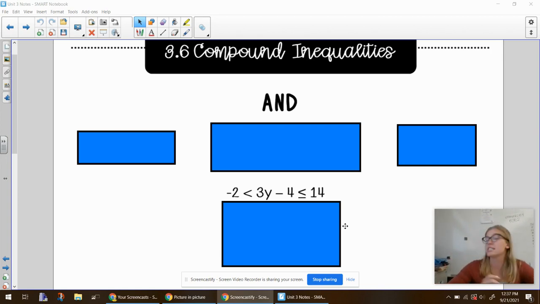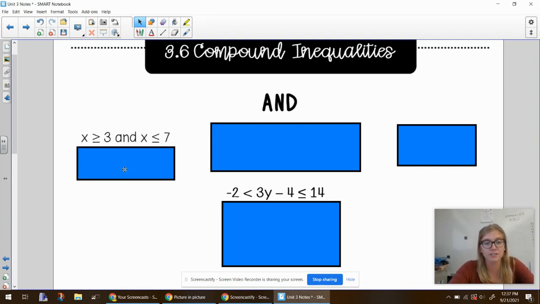What I love about and or compound inequalities is they have a ton of application in computer science, which is the other thing I teach in my other passion. So, when we talk about and compound inequalities, what we mean is that both of those inequalities have to be true at the same time. So, for example, if I have an inequality like x is greater than or equal to 3 and x is less than or equal to 7, these inequalities have to be true at the same time. So this would show every number in the range from 3 to 7, including 3 and 7.